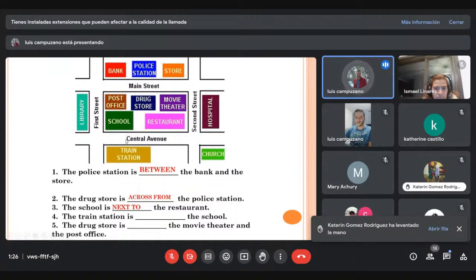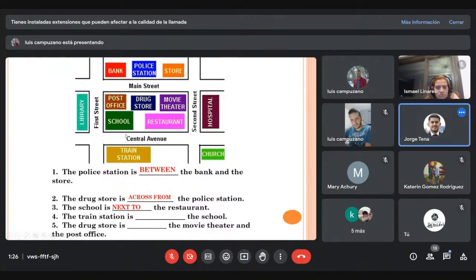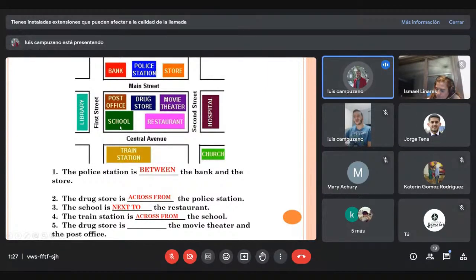I am going to go now to George. The train station is the school. So let's look at the train station here, and here's the school. So what can we use there? In front of or across from? Across from is good. Maybe from this view, because we're in the air, you could say it's in front of. That's possible too. We can also say across from, on the other side of the street. Very good, George.